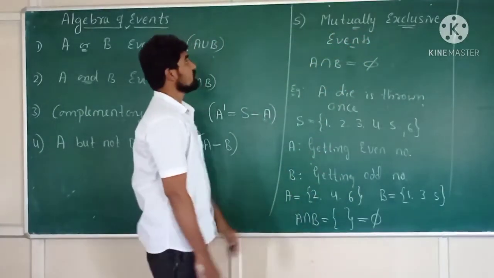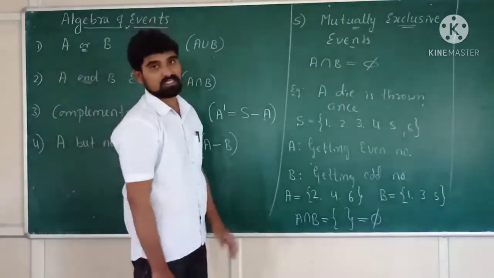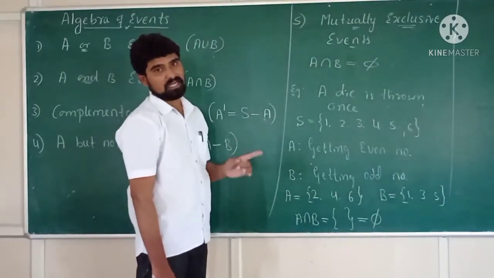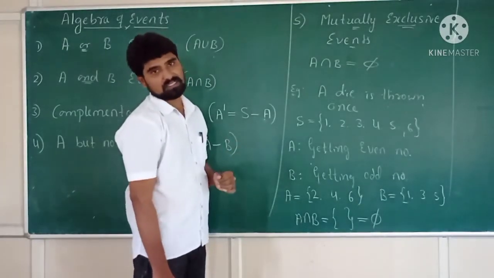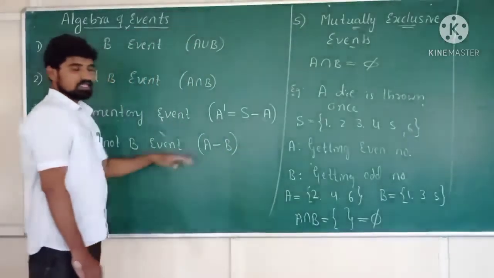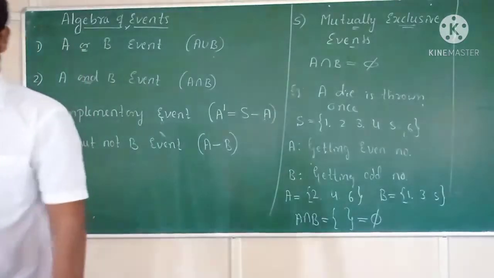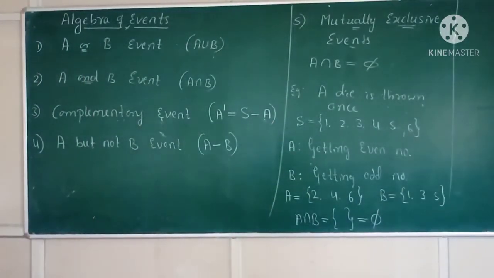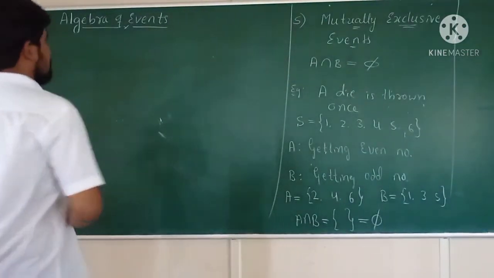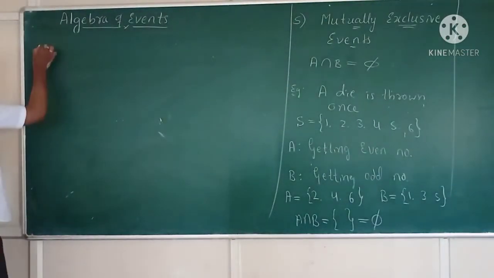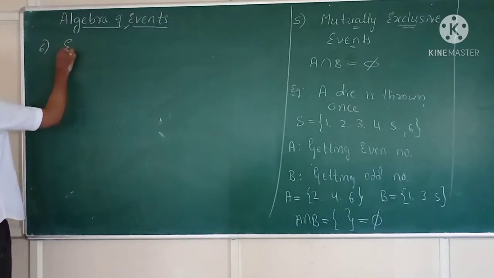I hope all of you understood. Still there exist two more types of events: mutually exhaustive events, and the seventh one is mutually exclusive and exhaustive events. I hope all of you understood. If possible, take a note. Now the sixth one is exhaustive events.